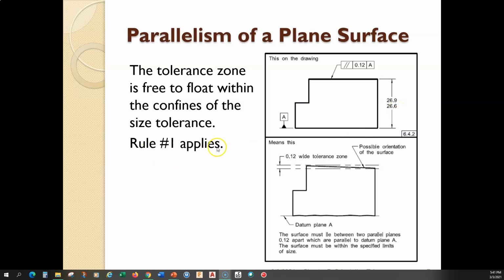Rule number 1 still applies. Remember, rule number 1 says that we can't exceed the size tolerance. So as long as we're within the size tolerance, this tolerance zone can move up and down. The tolerance zone is always going to be 0.12 millimeters wide, however. So it's kind of like a sandwich that moves up and down within this larger range.